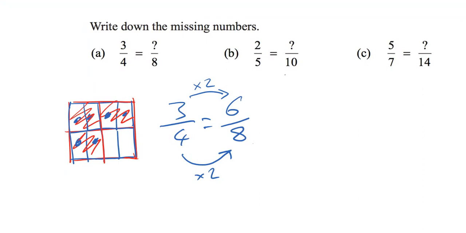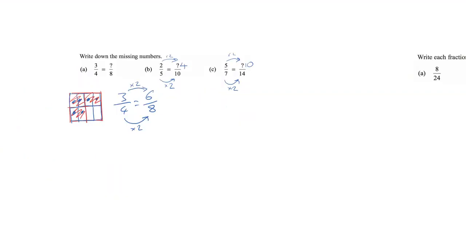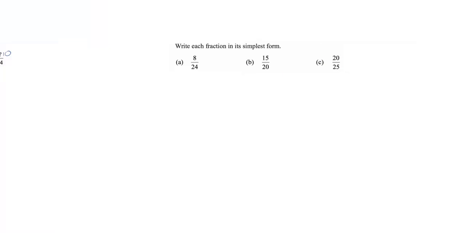Now look, to get from 5 to 10, it's going to be multiplying by 2. So that means we're going to need to times the top by 2 as well. So 2/5 is the same as 4/10. And very similar in question C, 7 to 14 means multiplying by 2. So that means we've got to multiply the 5 by 2. We're going to have 10. So 5/7 is the same thing as 10/14.